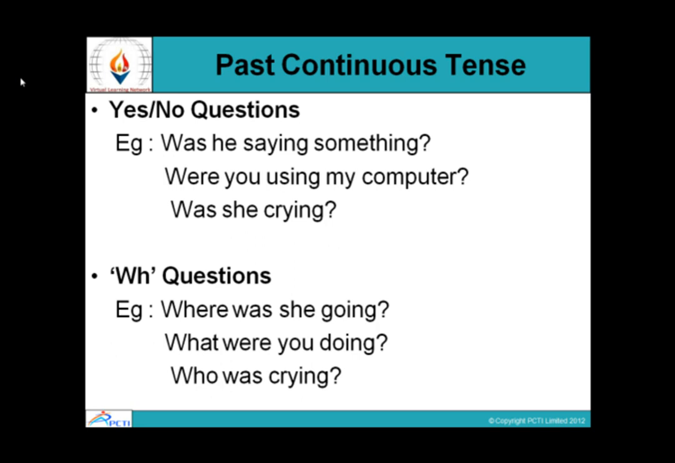So this is all about past continuous tense. When we narrate an incident or an accident or a journey or an experience, we use past continuous tense quite a lot. In fact, narration in the past tense is a combination of all the past tenses, that is simple past, past continuous and past perfect.